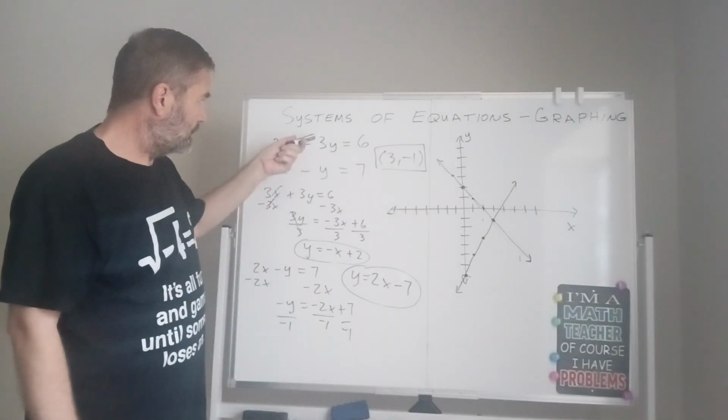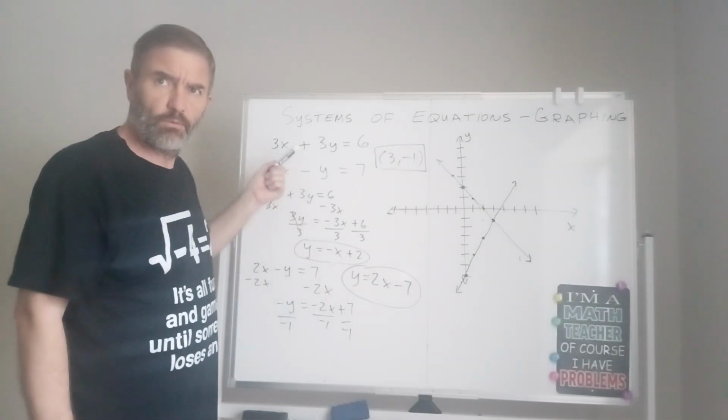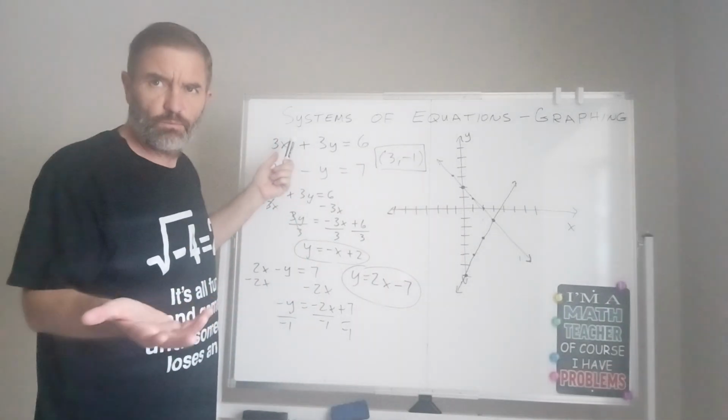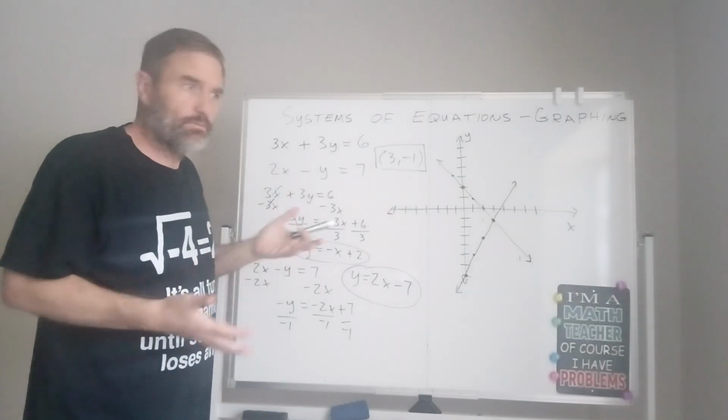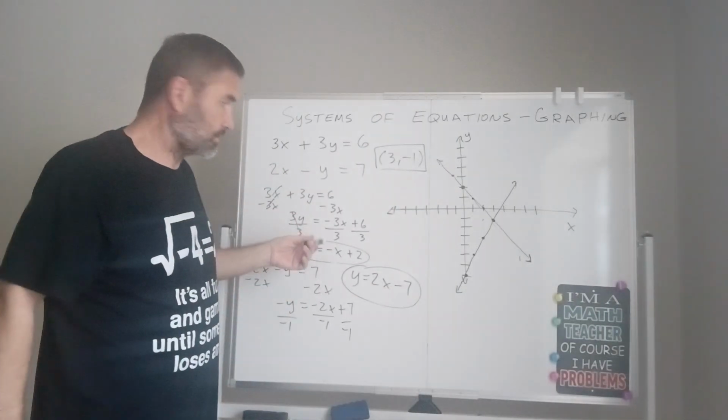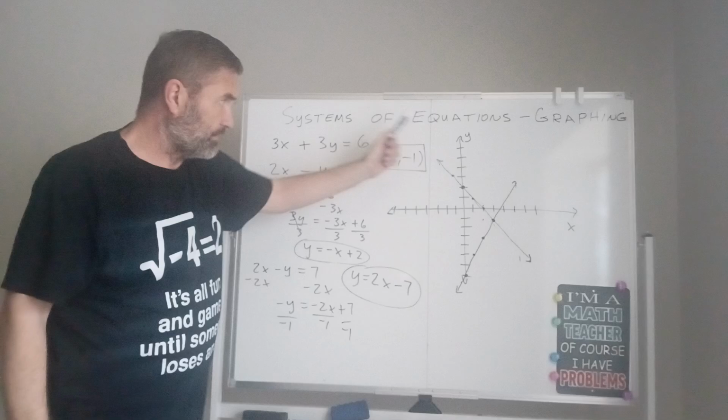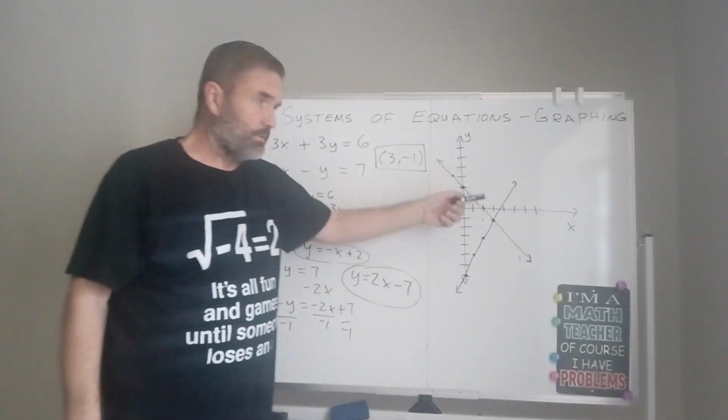So step 1, make sure you're in slope-intercept form if you're not already. If you're in point-slope form, you can just graph from there. But again, maybe it's just easier to be more consistent, go to slope-intercept form all the time. I graph the first line, graph the second line, see where they intersect.